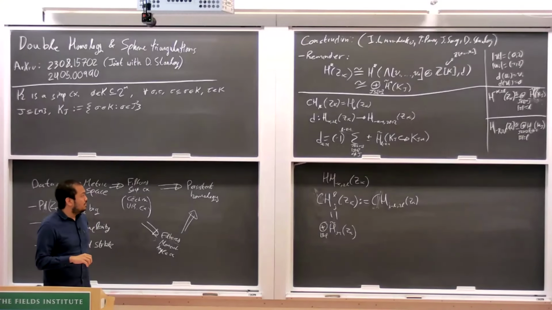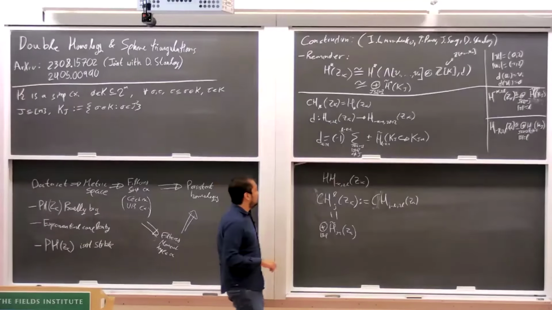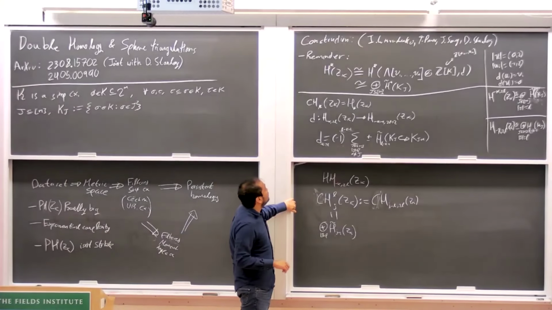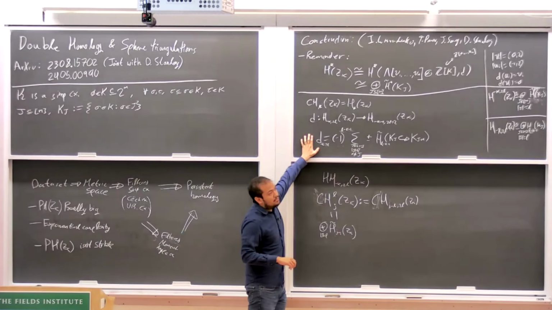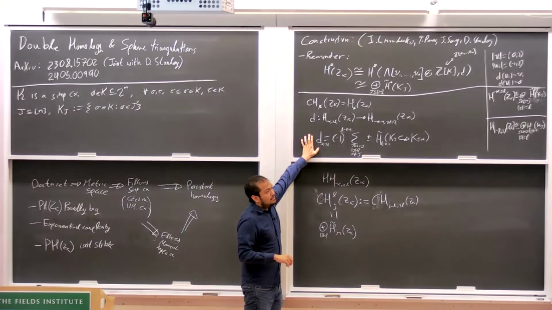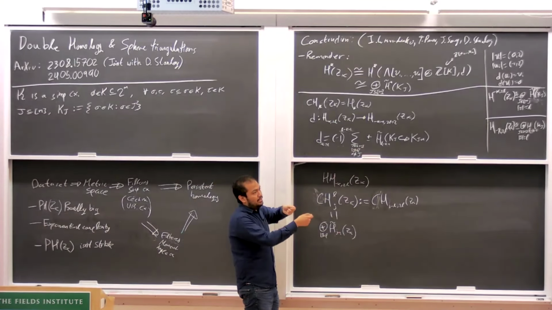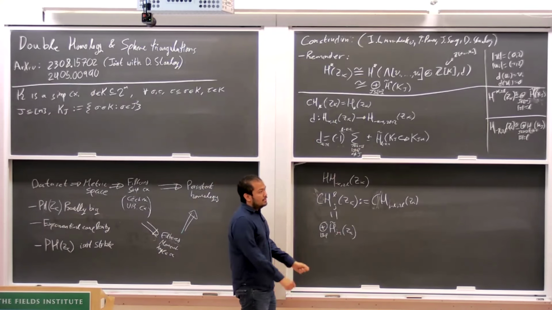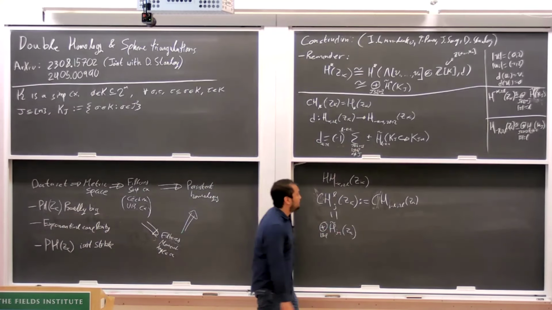Right. So, sorry, I have one question. Yes. What does the CH stand for? The CH, it's just the notation for the cochain complex that you get with this differential. It's just to differentiate between the homology and the cochain. Okay. Yeah.